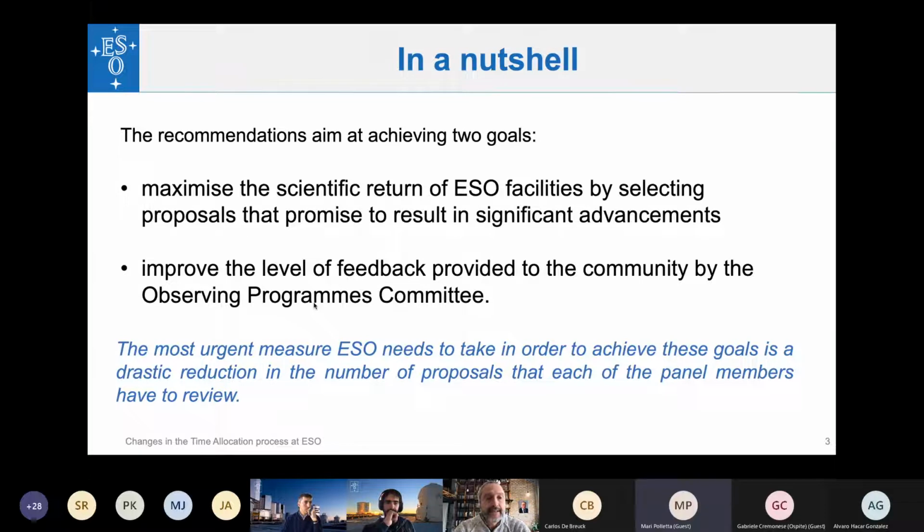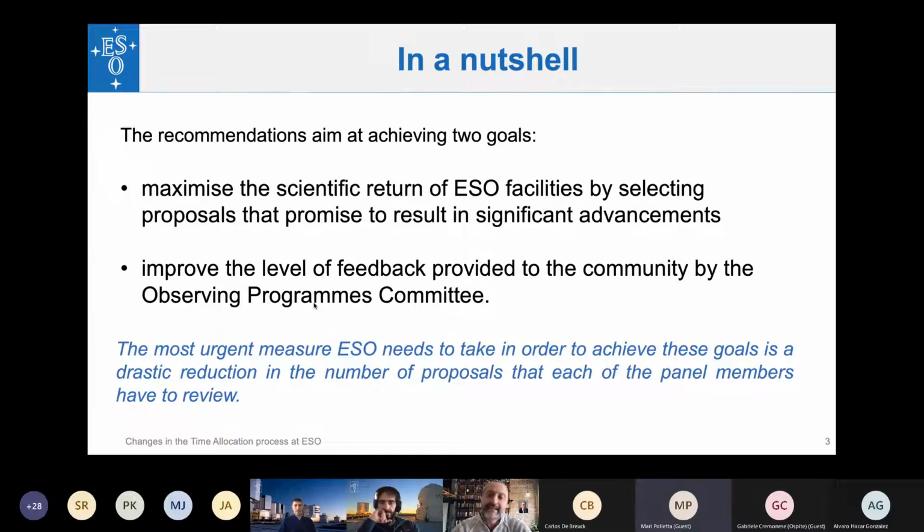And the other task is more practical, was to improve the level of feedback that the OPC and panels provide to the community. Now, this is probably the main source of criticism of the whole process by the community, that we know that at least 30% of the users are unsatisfied by the comments they get back from the panels. Of course, part of this is inherent to the process, meaning that when you don't get the time, you're typically unsatisfied. And since something like 3/4 of the community each time do not get the time, the fact that only 30% of them complain means that some of them accept the rejection, some others are less happy about that.